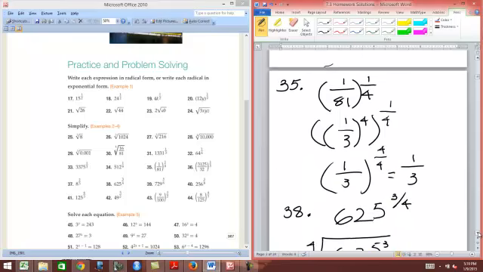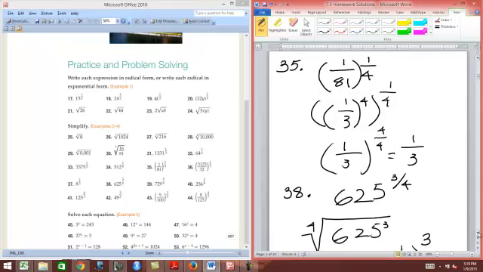35, 1 over 81 to the 1/4. 1 over 81 is 1 over 3 to the 4th, or 1 to the 4th over 3 to the 4th, if you will, which is 1 over 3 to the 4/4, which is 1/3.